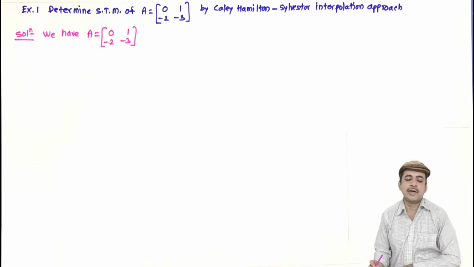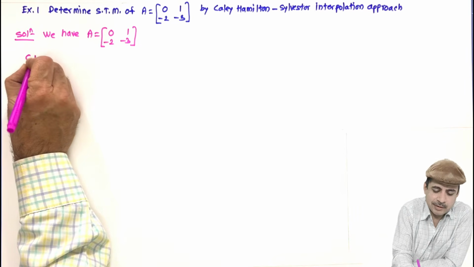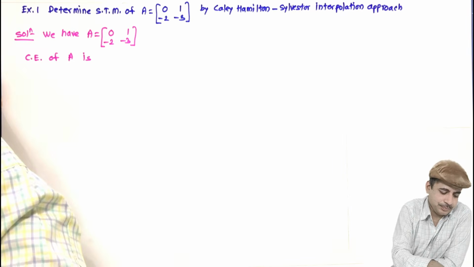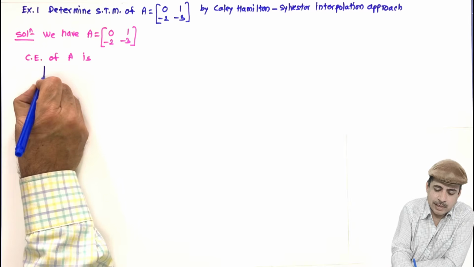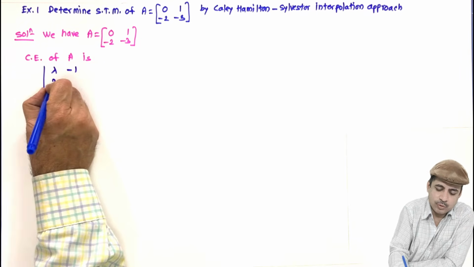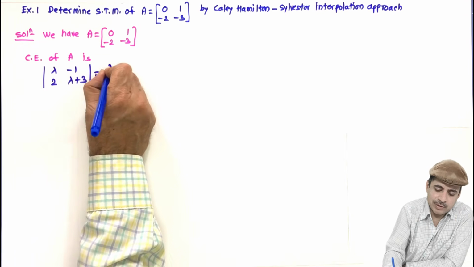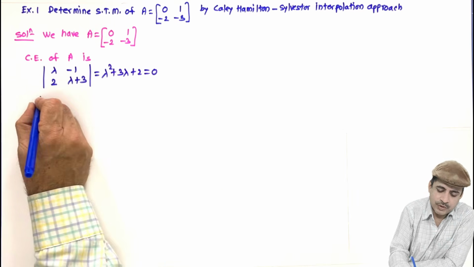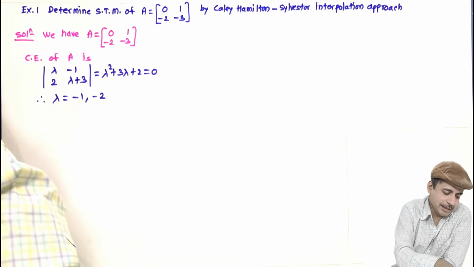So first step is to find out the eigenvalues. The characteristic equation of A is determinant of lambda I minus A equal to 0, so it is lambda, minus 1, 2, lambda plus 3, equal to lambda square plus 3 lambda plus 2 equal to 0. So the eigenvalues are lambda equal to minus 1, minus 2, and they are distinct.